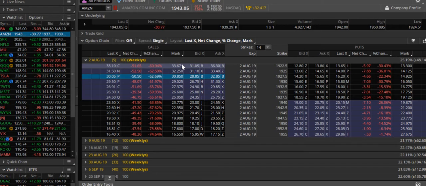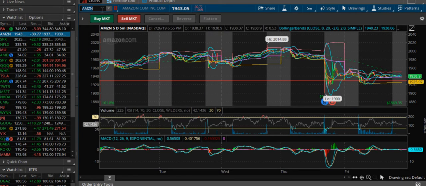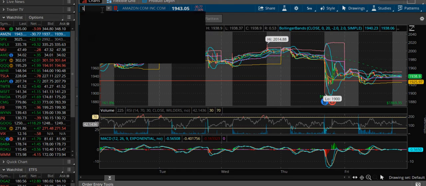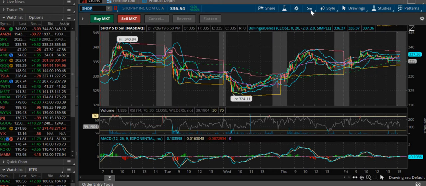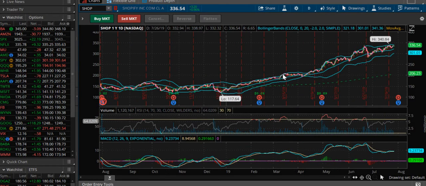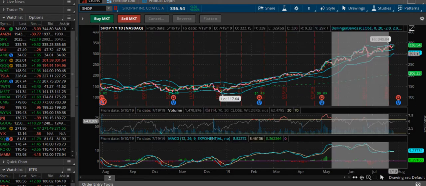Let me see if you guys wanted me to break down anything else. I could look at Spotify. Robin does a good one. Let's see, what is it? Shop. All right, so obviously this is one that's run up a lot lately. Oh my goodness, look at that thing go. Look at that big run up.